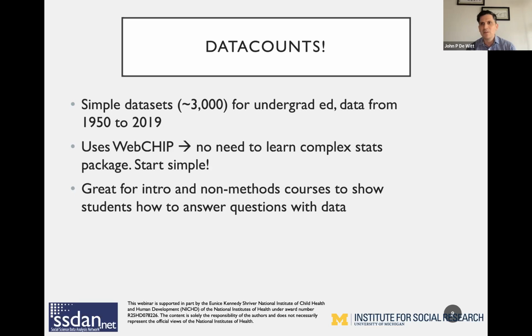So WebCHIP just allows students to look at relationships between a few variables in the data set, which have all been categorized. We have, at this point, about 3,000 different data sets that are available, some which go back to 1950. So we have some trend data sets. We also have some data sets that are just slices in time. So we have some data sets from 2000, for example. But the whole idea is to bring more data into the classroom early on in the undergraduate career.